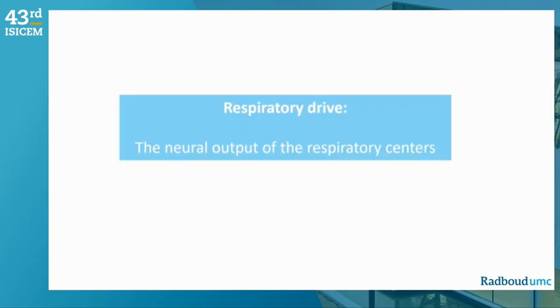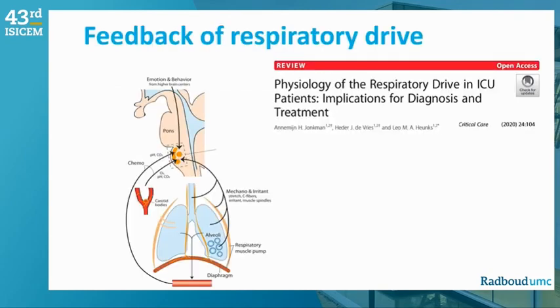And first to start, what is respiratory drive? As explained by the previous speakers, it's the neural output of the respiratory centers. And right here you see a schematic of the brainstem. The brainstem contains the respiratory centers, and the activity of the respiratory centers depends on feedback from the body.